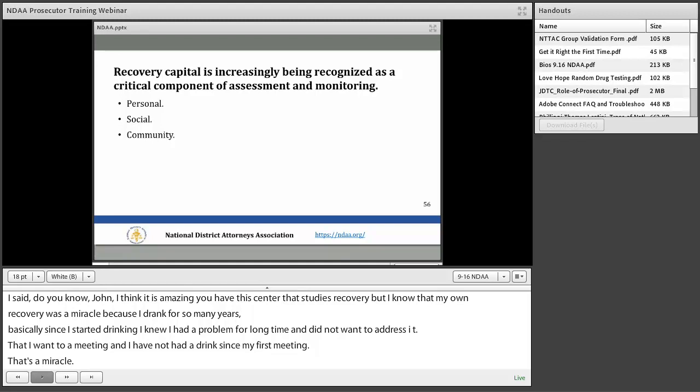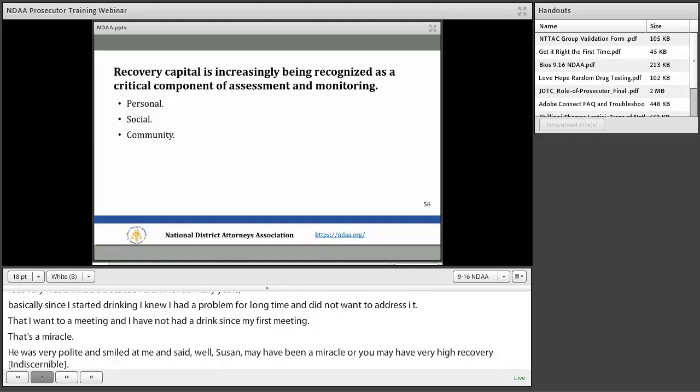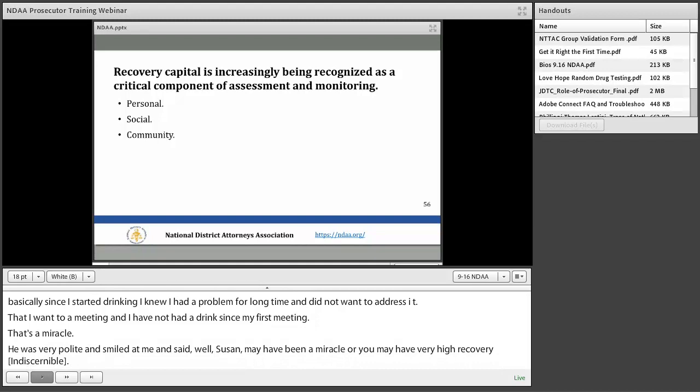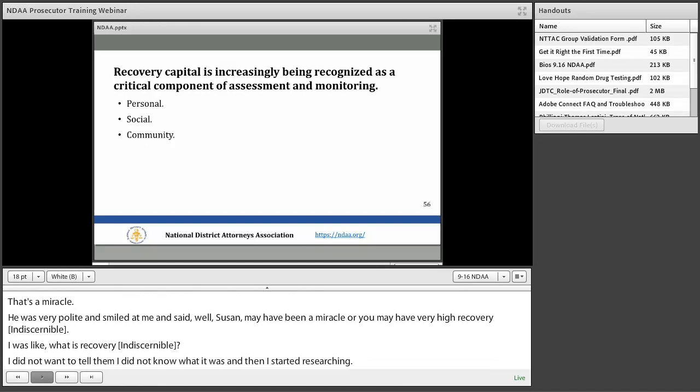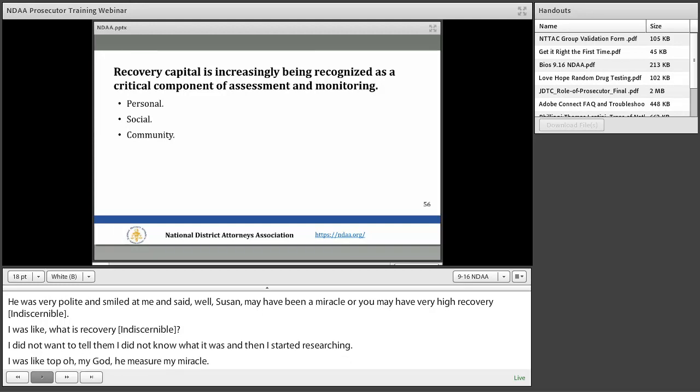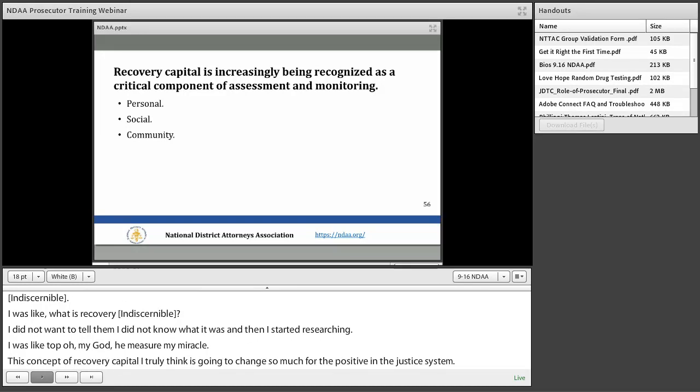And I was like, what the heck is recovery capital? I didn't want to tell him I didn't know what it was. So, of course, then I start researching. And I'm like, oh, my God, he measured my miracle. And this concept of recovery capital, I truly think, is going to change so much for the positive in the justice system. So recovery capital is basically your strengths and assets at the personal, social, and community levels.